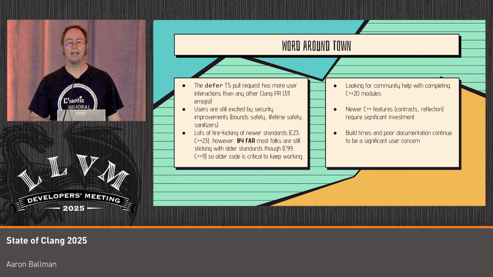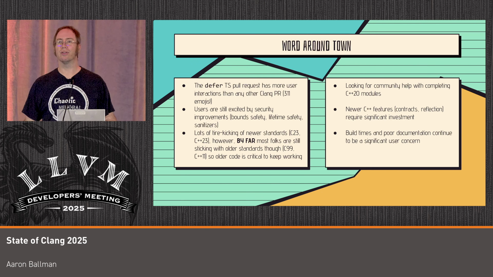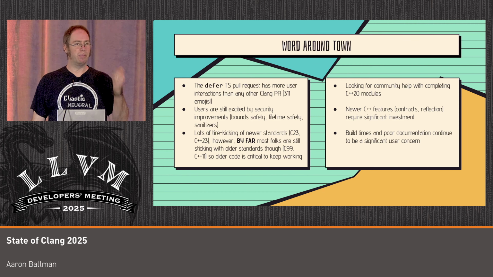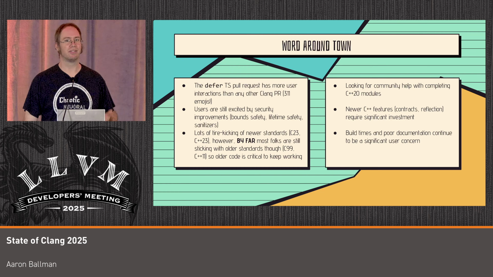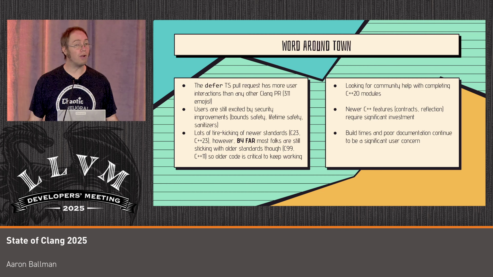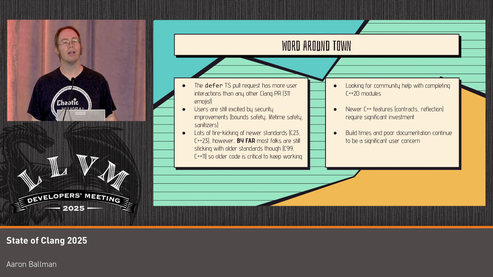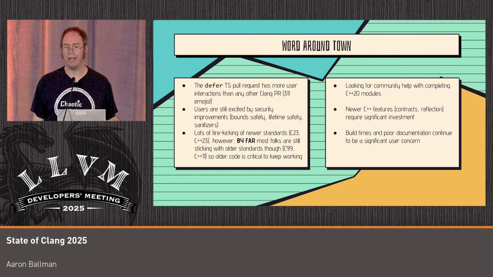But the one thing that I saw over and over again: build times are terrible and documentation manages to be worse. And so this is something that really frustrates a lot of people, especially on the C++ side of things. The compile times for C++ have been going way up with every release of Clang. And so we really do need to start paying down some of that technical debt to keep our build times low enough to remain competitive.